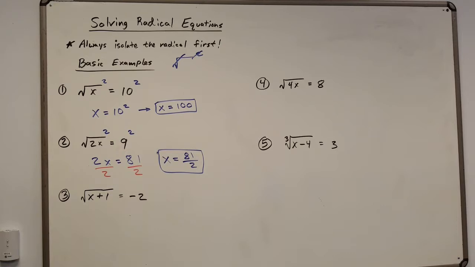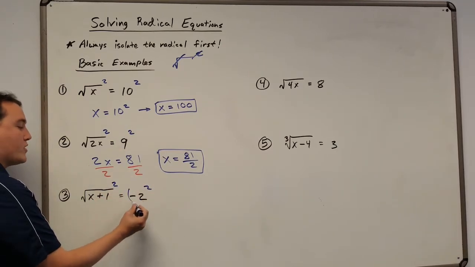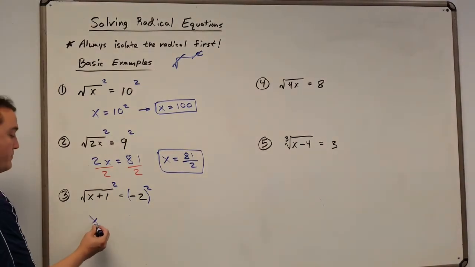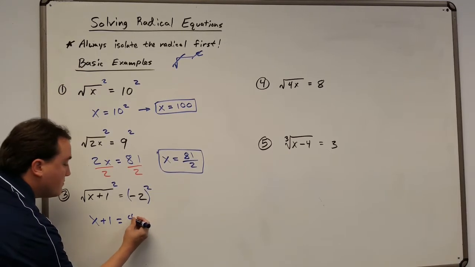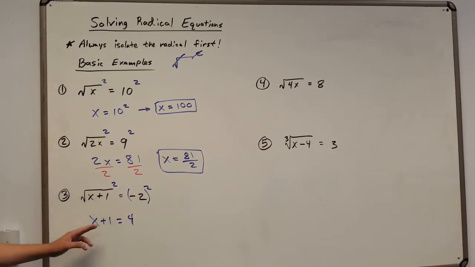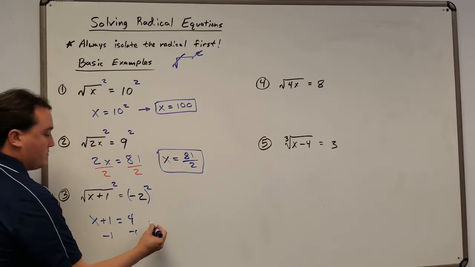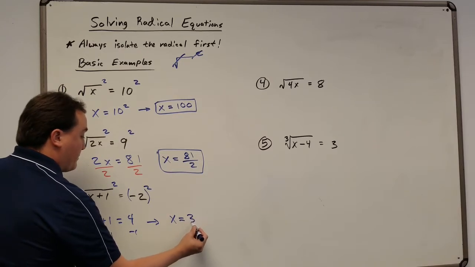Same case here. So we square both sides. Remember, you're squaring the entire side, so that's going to become a positive 4. And then subtract 1. So we get x equals 3.